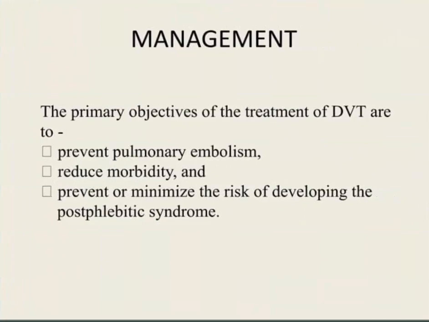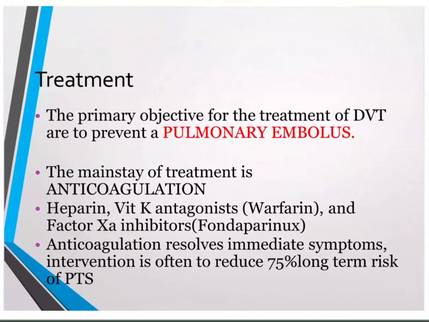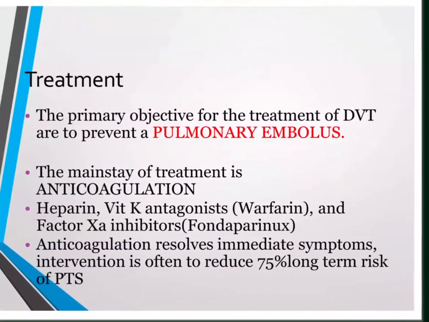Now, the mainstay management for a DVT is that you don't want to risk this patient having a pulmonary embolism, which is very deadly and severe. You want to reduce the morbidity as well. You want to prevent the risk of developing post-thrombotic syndrome. So the mainstay is anticoagulation, and we're going to look at the types of anticoagulants to use.